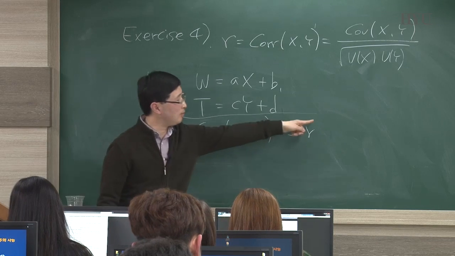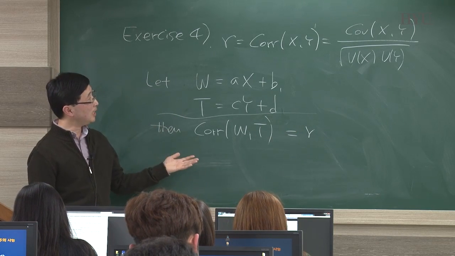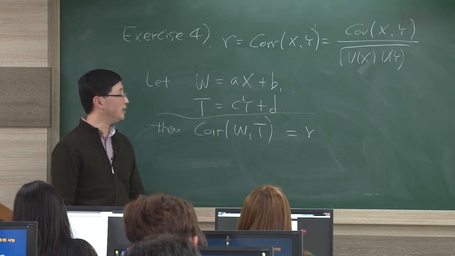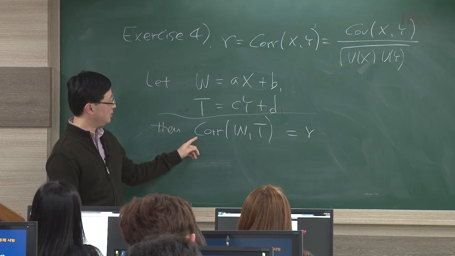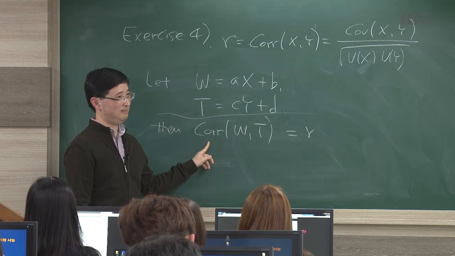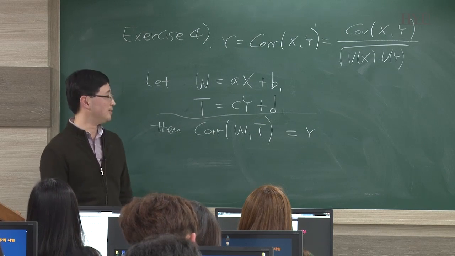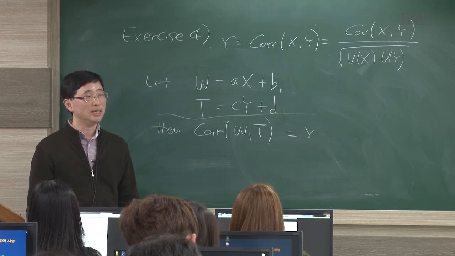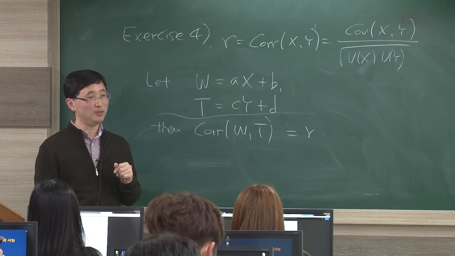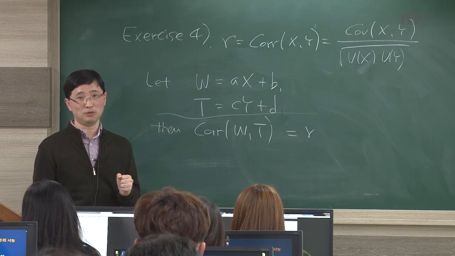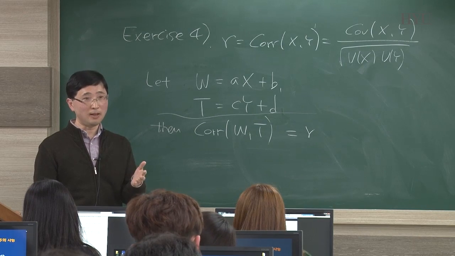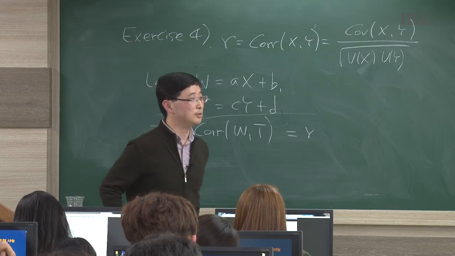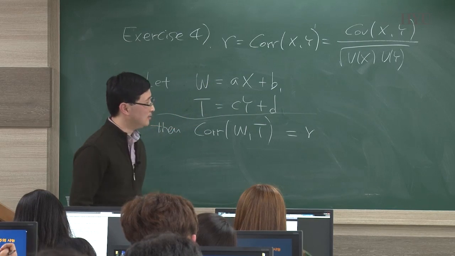If I remove the square term on both sides, basically it says that a linear transformation of two variables does not change the correlation coefficient. It's something we already know from statistics. So the correlation coefficient is in some sense unit free. You can use Fahrenheit, you can use Celsius, or you can use kilogram, or you can use pound. It does not change the correlation coefficient. The question is why?